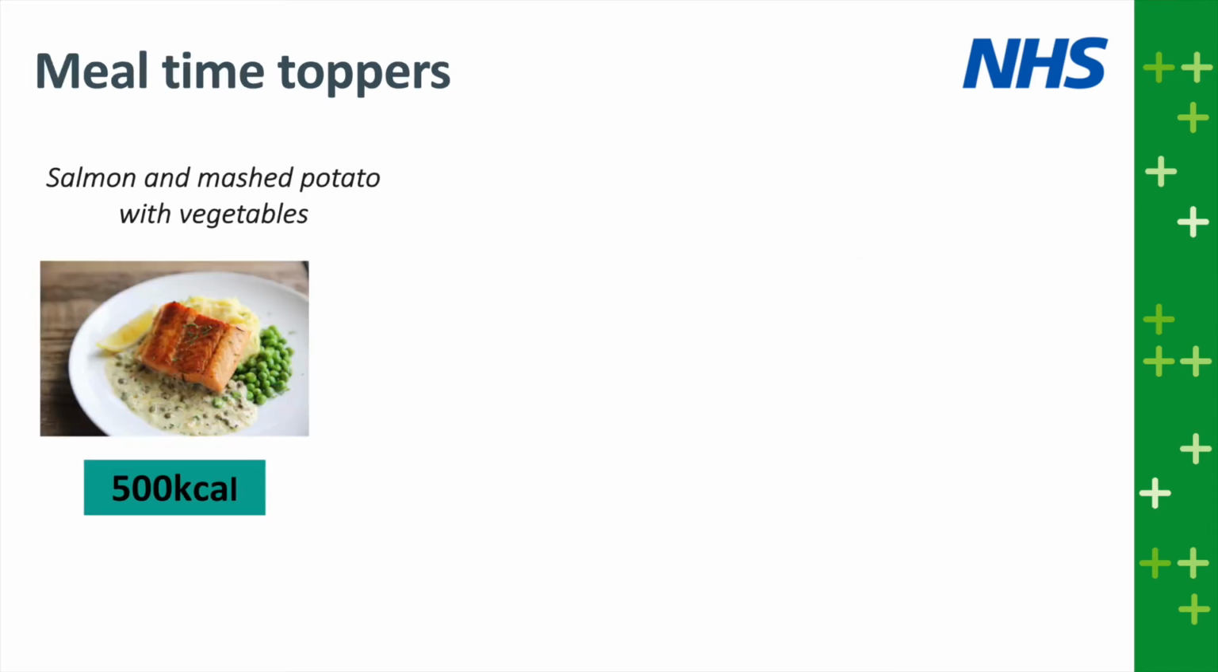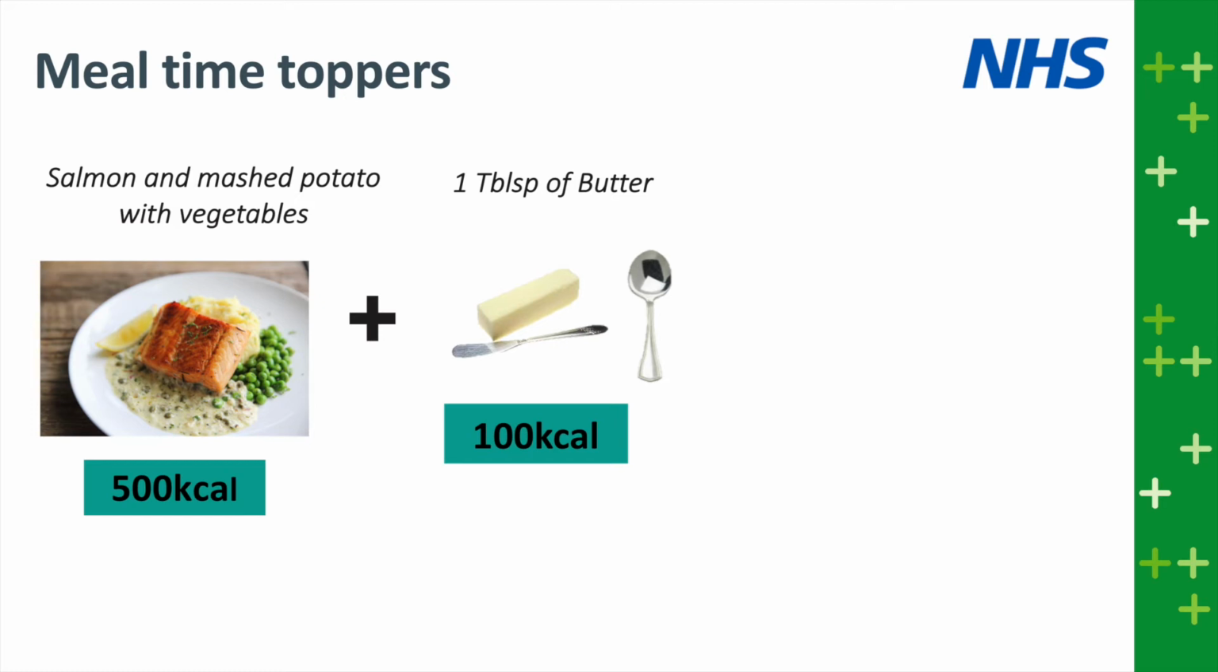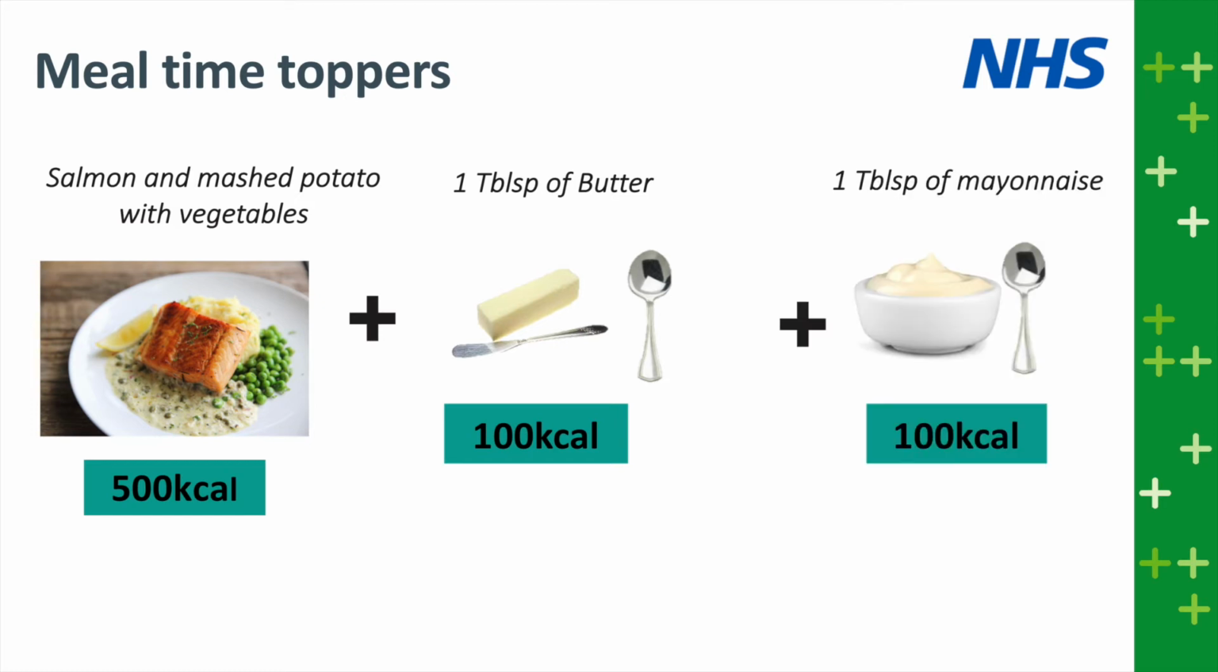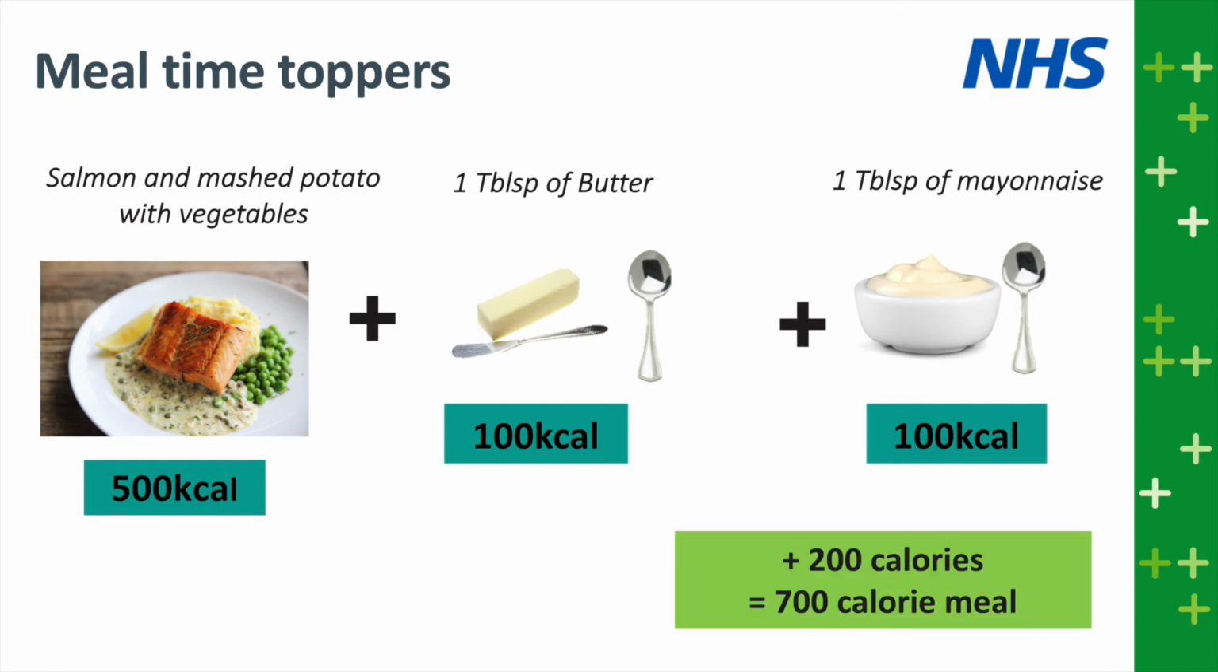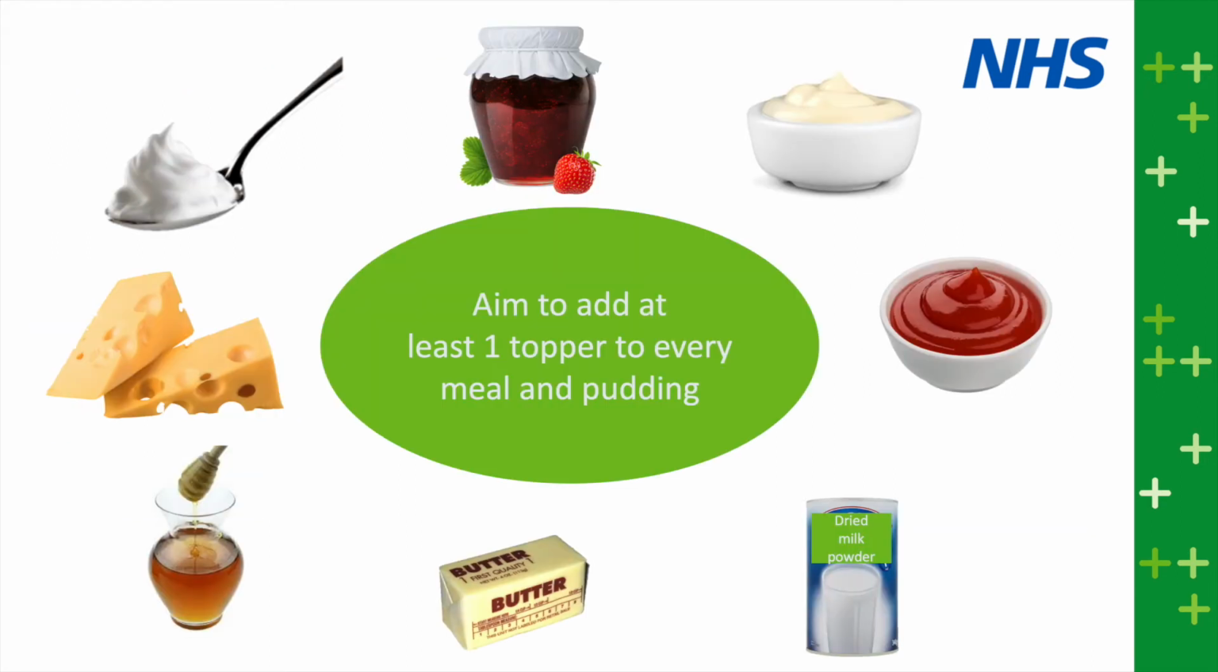So it's a significant amount of calories which can add to your intake by just adding those couple of toppers. Now, if we look at a standard meal, say salmon and mashed potato with vegetables, if you were to melt some extra butter onto the potatoes as well as onto the vegetables and serve it with a tablespoon of mayonnaise, again, that provides an additional 200 calories to those meals. So, what we would recommend if you're at risk of malnutrition is to try and include at least one topper to every meal and pudding that you are consuming.